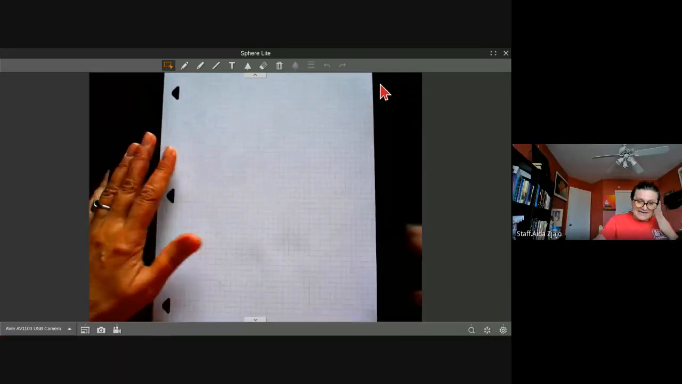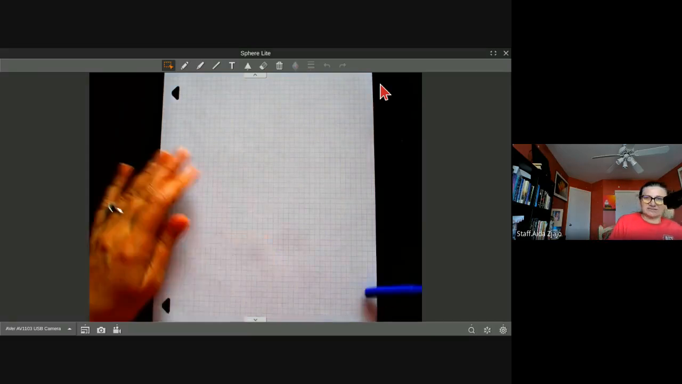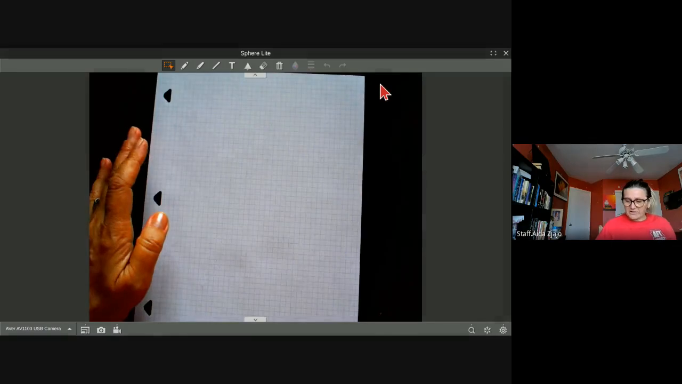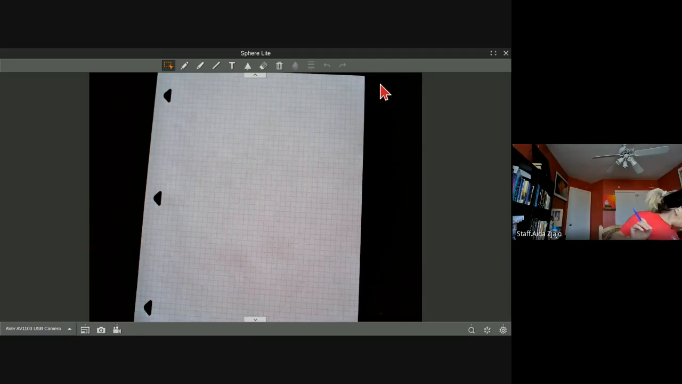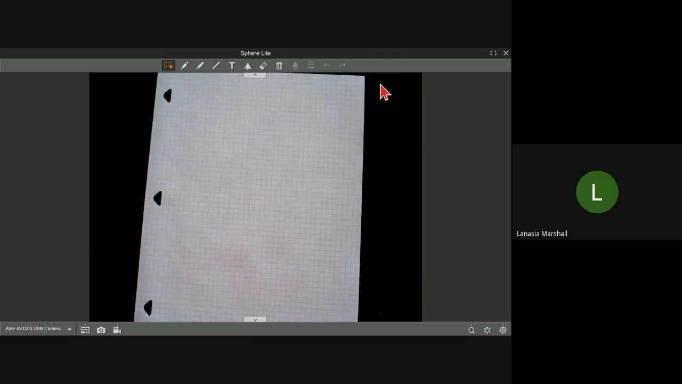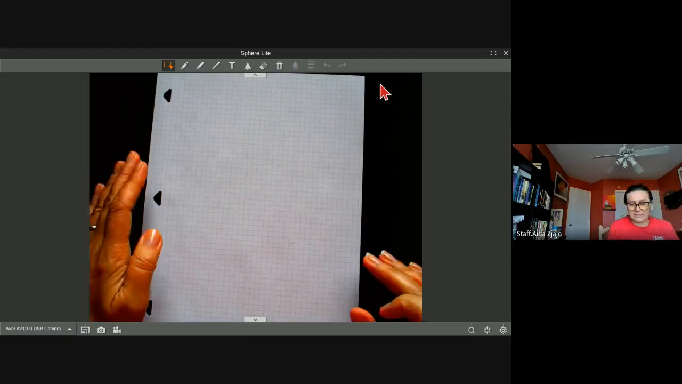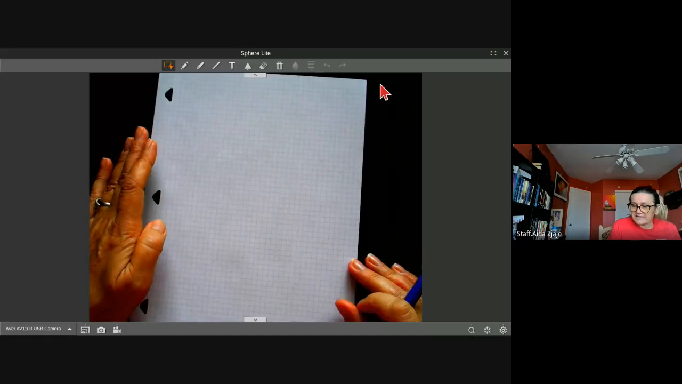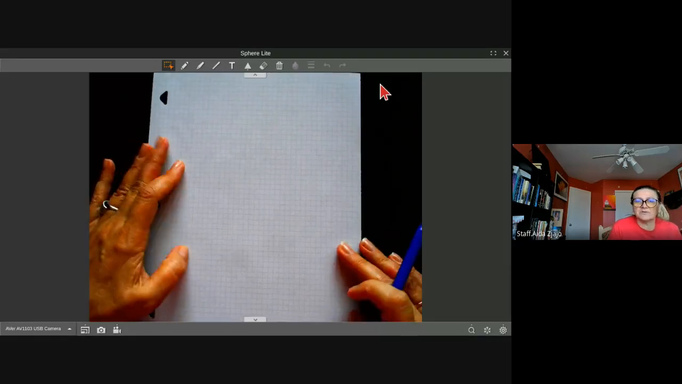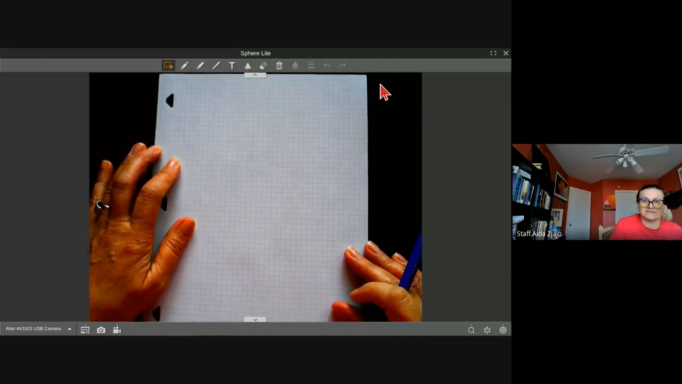Okay, hi class. Today we're going to continue the lesson from yesterday. Yesterday we were learning how to find the greatest common factor and least common multiple. Today we're going to use another strategy. We're going to find the greatest common factor and least common multiple by using a Venn diagram and prime factorization.